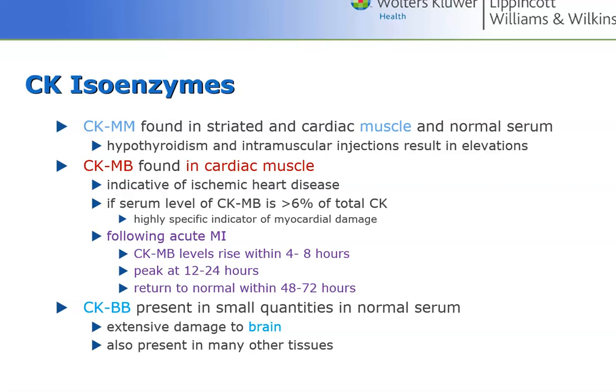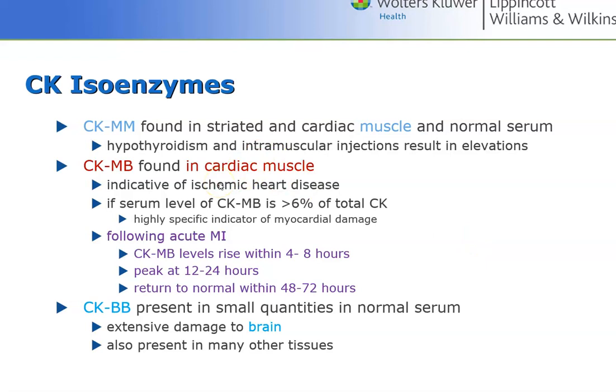What we typically do is look specifically for CKMB, because we have a test that we can run on the clinical analyzer that easily. CKMB is found in cardiac muscle only. It is actually cardiac muscle and the large vessels surrounding it, like the big guys: the aorta and the pulmonary artery. They have muscle in them, so they would also have CKMB.